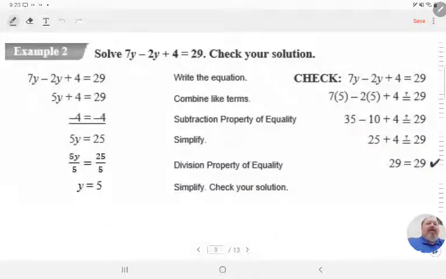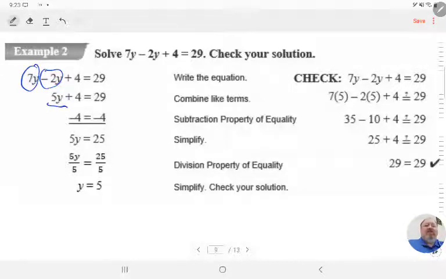So now we have a problem like this. 7y minus 2y plus 4 equals 29. So the first thing that we're going to look at is we have like terms. Remember, the sign or the operation becomes the sign in front of the term. So we have 7y minus 2y, which would give me 5y. And then I just bring everything else down. So 5y plus 4 equals 29.